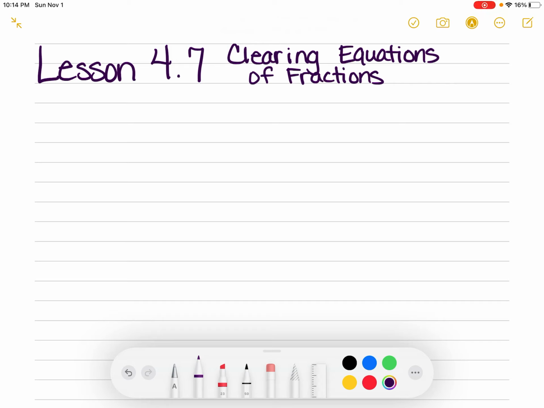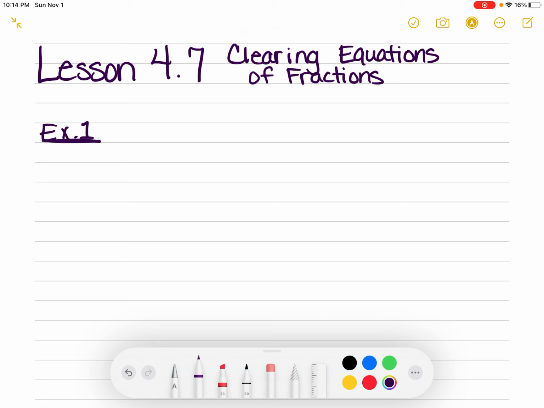Hello students, today we're doing lesson 4.7 on clearing equations of fractions. So this is not a difficult task. We're going to do a lot of distributive property and getting rid of numbers. It's really easy if you are good at finding common denominators and things like that, okay? If you're not, this might give you a little bit of problems. Let's jump right into some examples.